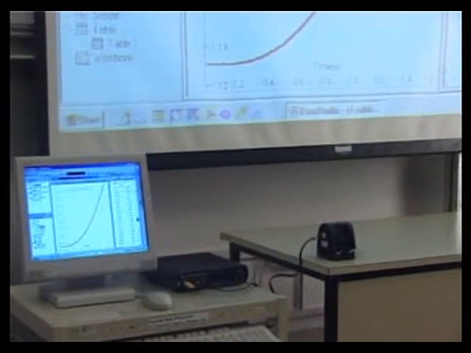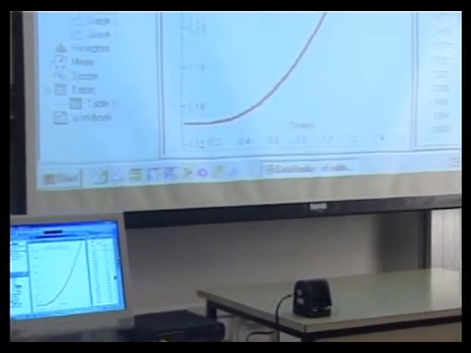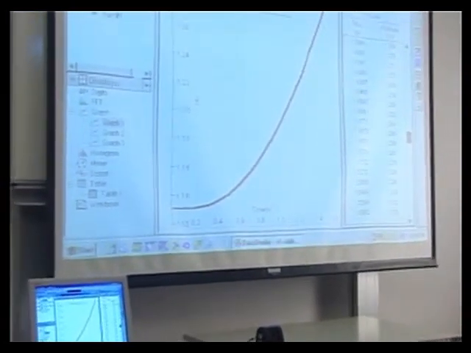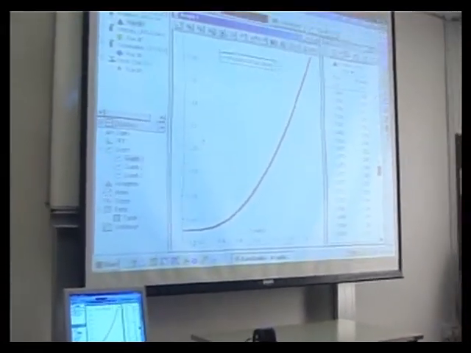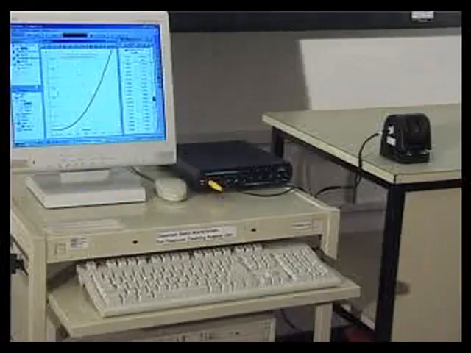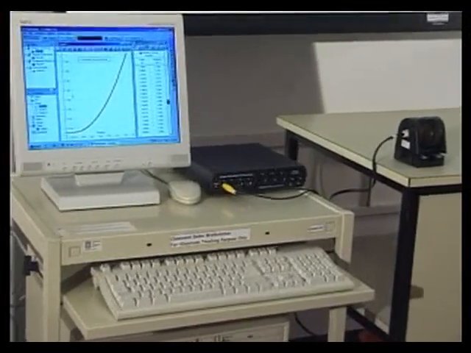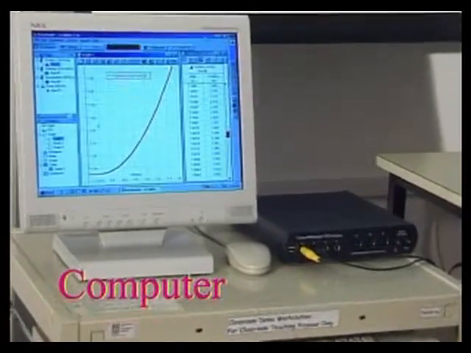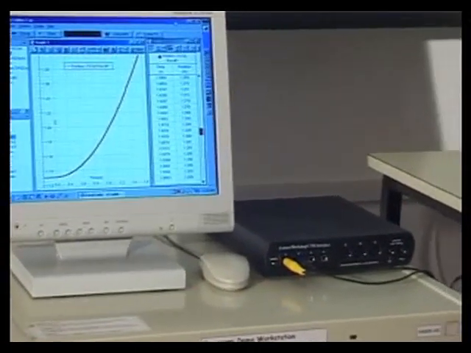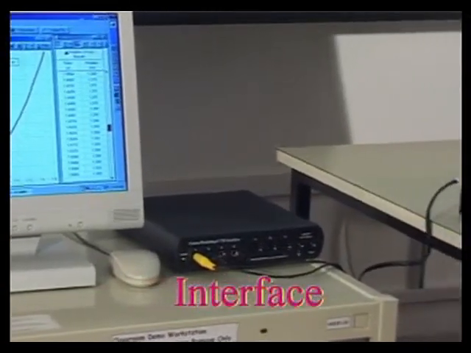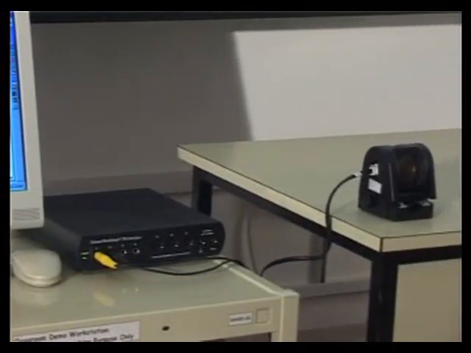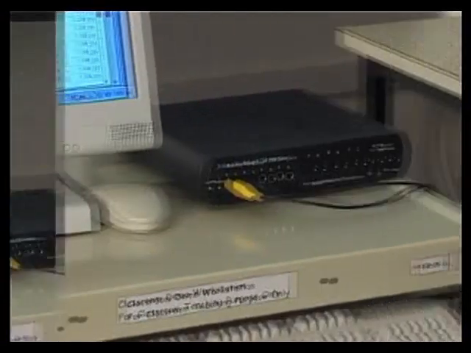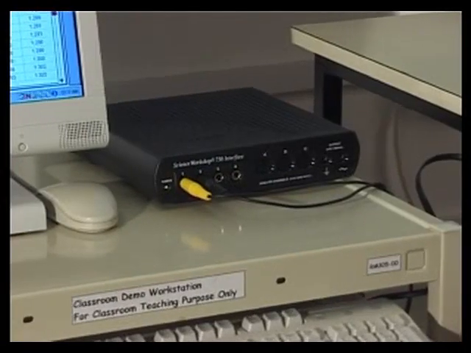In this experiment, we'll study motion using a motion sensor connected to an interface and a computer. The interface is a device for recording time-varying data captured by a sensor. This process is called data logging.